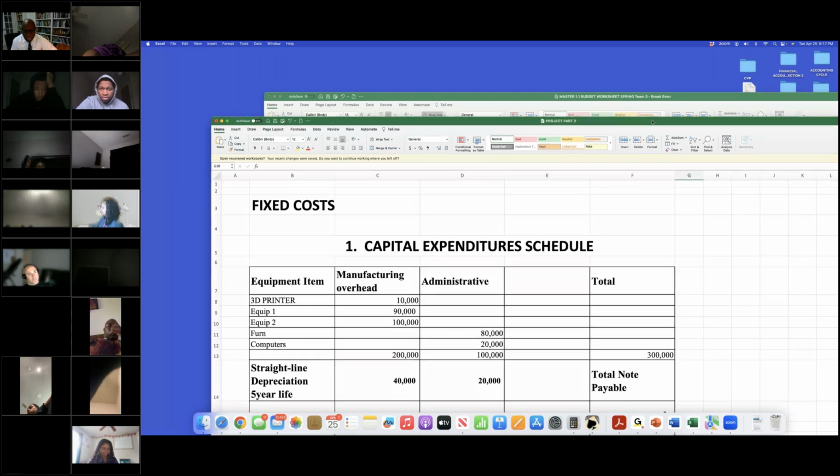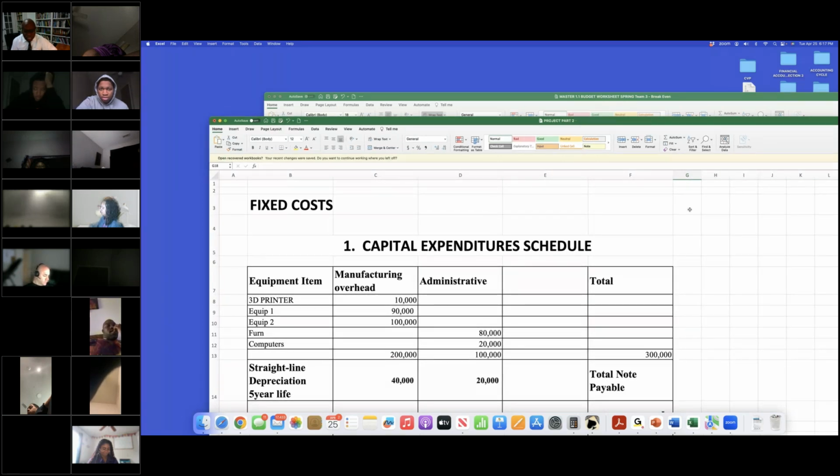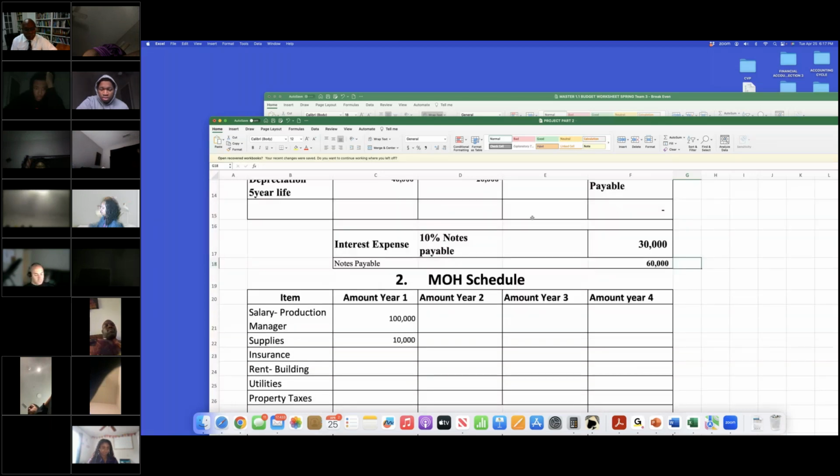So fixed costs, we start with capital expenditure. We're gonna get our interest expense, but we also have the note payable, and we'll just use 5 years to pay off your principal. Paying it off over 5 years. So that's what that would mean.